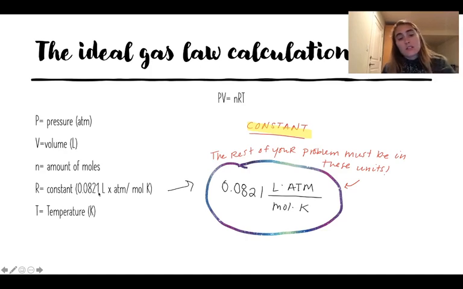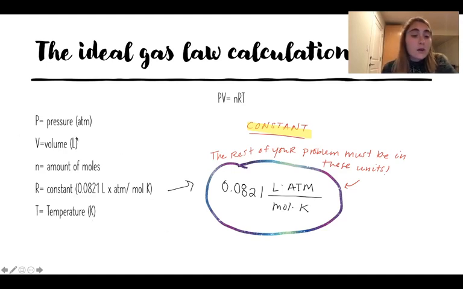So let's look a little bit more at this constant, because units are going to be really important for the ideal gas law. The constant is exactly that, it's constant, so the units on the constant will never change. It will always be liters times atmospheres over moles times Kelvin. Which means the other units in your problem must match your constant. Your pressure for ideal gas law calculations must be in atm. Your volume must be in liters. Your amount of moles must be in moles, and your temperature must be in Kelvins.